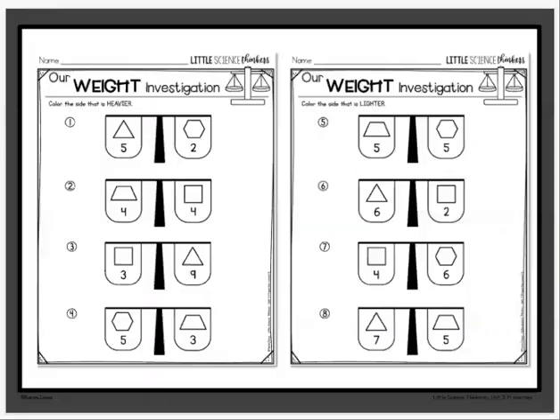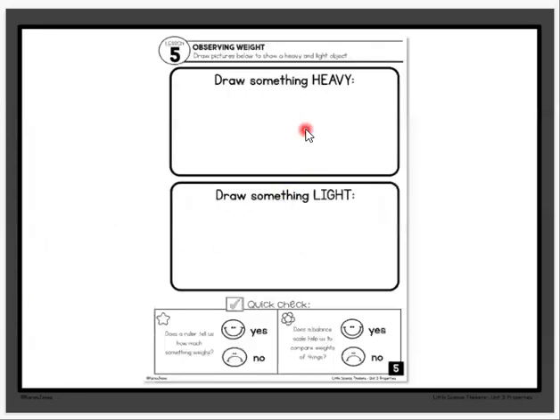Now, today in class, we're going to be using our balances and comparing the weight of pattern blocks. So we're going to see if 5 triangles or 2 hexagons, which side weighs more, which side weighs less. Then we're going to draw something that's heavy and something that's light.